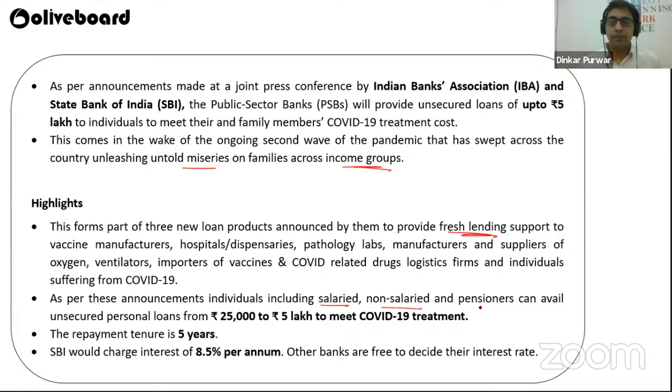That is, they don't have to provide any collateral for these loans. So it is an unsecured personal loan from rupees 25,000 to rupees 5 lakh to meet COVID-19 treatment costs. The repayment tenure is around 5 years. SBI will charge an interest rate of 8.5% per annum. Other banks are free to decide their interest rate for this.